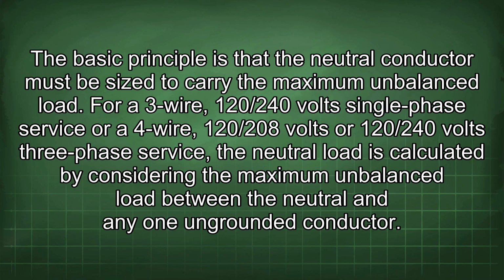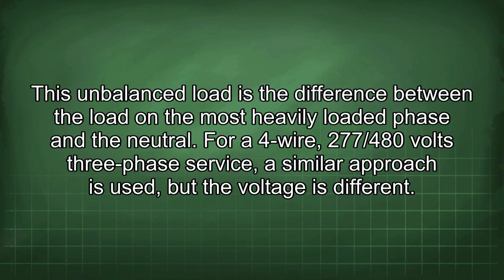For a 3-wire, 120/240 volt single-phase service or a 4-wire, 120/208 volts or 120/240 volts 3-phase service, the neutral load is calculated by considering the maximum unbalanced load between the neutral and any one ungrounded conductor. This unbalanced load is the difference between the load on the most heavily loaded phase and the neutral.